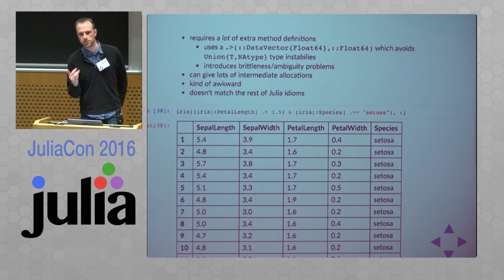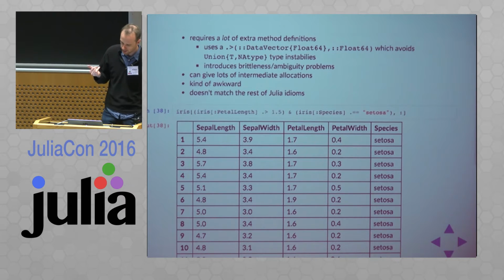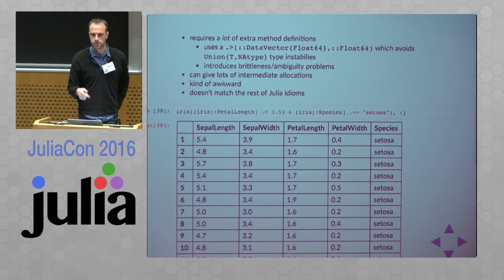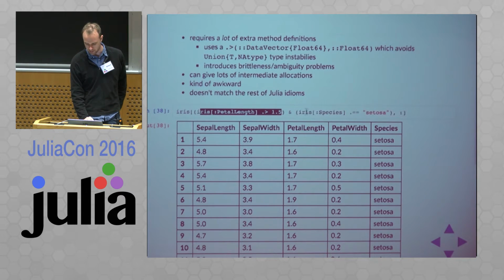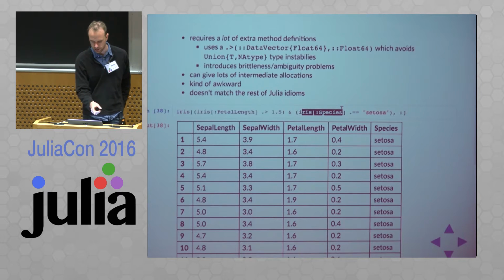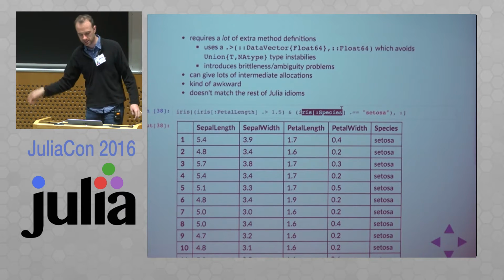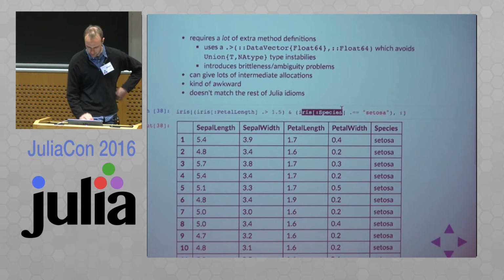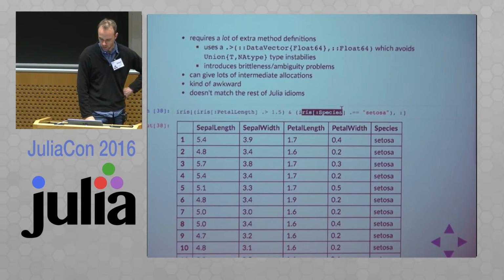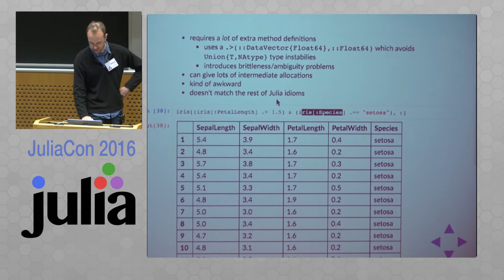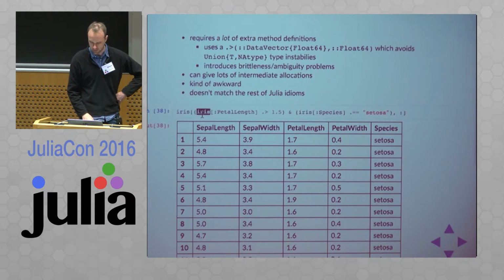So if I want to subset on two variables, it firstly has to create three intermediate arrays: one for one comparison, one for the other comparison, and one for the joint. So that's three intermediate allocations of Boolean arrays, and then it does the subsetting from there. It also gets somewhat awkward. You have to use a lot of parentheses. You have to keep writing the name iris everywhere, which gets a bit awkward after a while.